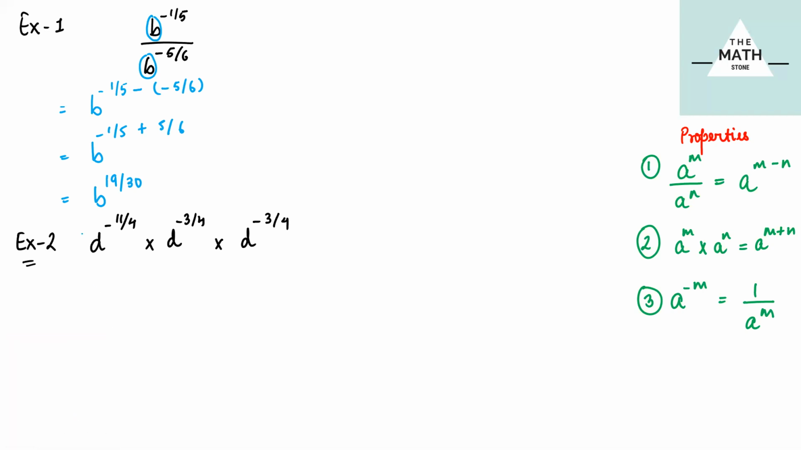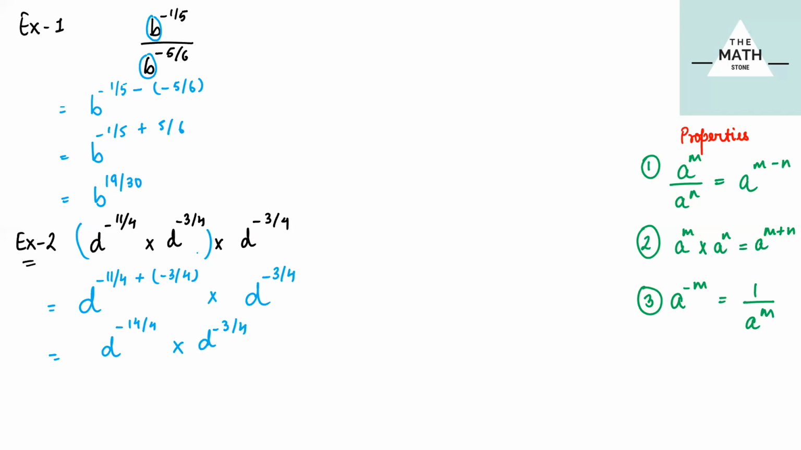So first I'm gonna take these two and I'll apply this second property to these two. So I'll get d raised to negative 11 over 4 plus negative 3 over 4 times d raised to negative 3 over 4. Okay, then this becomes, negative 11 plus negative 3, that's negative 14 over 4 times d raised to negative 3 over 4.